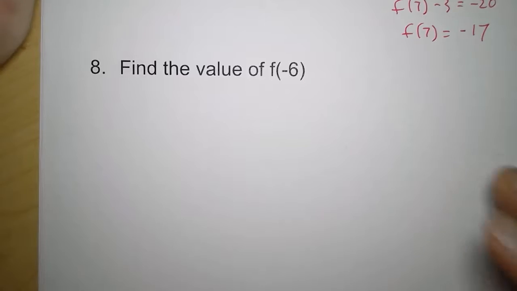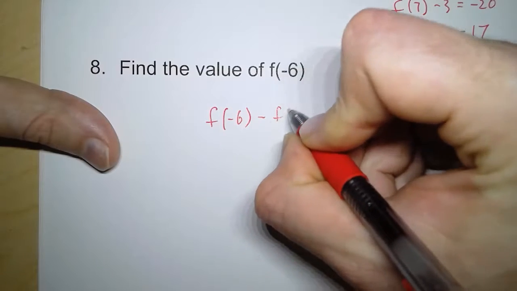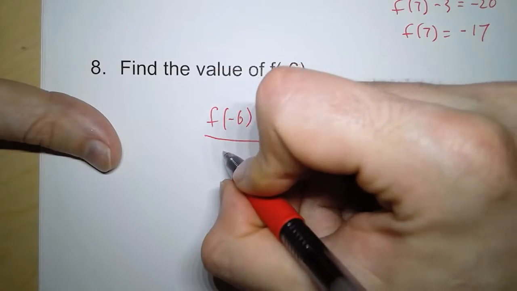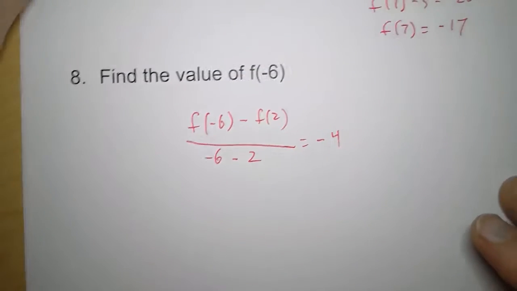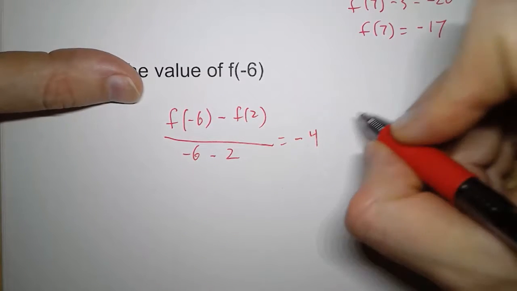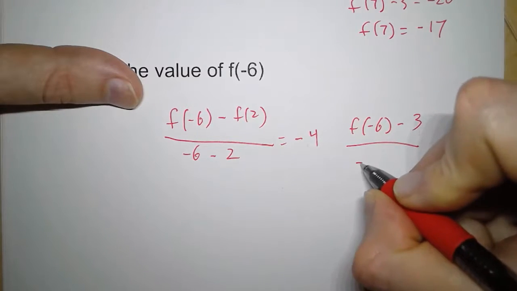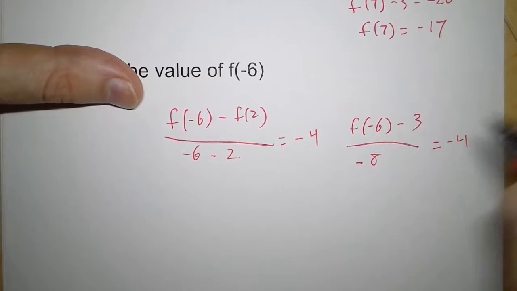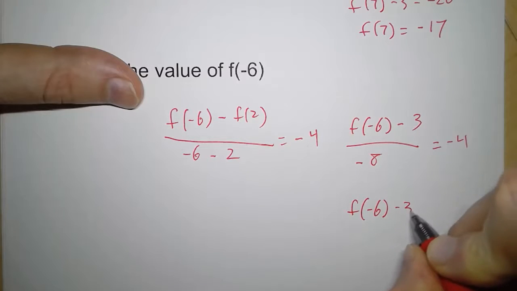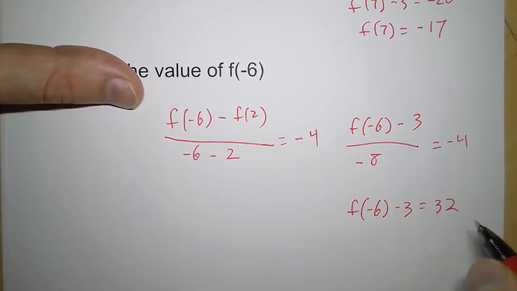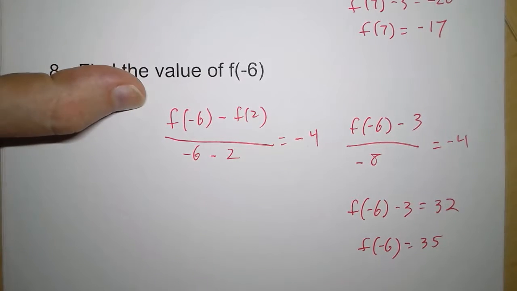We'll set up number 8 the exact same way. We'll have f of negative 6 minus f of 2 all over negative 6 minus 2. And that equals negative 4. So plugging in the value that we know f of 2 is, we have f of negative 6 minus 3 all over negative 8 equals negative 4. So bring over the negative 8 by multiplying. f of negative 6 minus 3 equals 32. Add 3, so f of negative 6 equals 35.